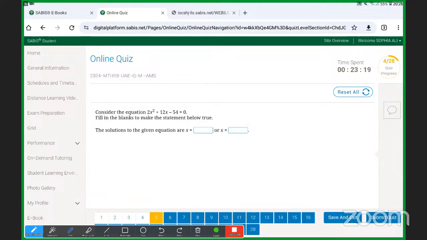Let's see. The first thing, this is a quadratic equation because it has x power 2. Great, so this is a quadratic, so it needs factorization. Before doing any factorization, you should do the following. First thing, you have to check the numbers. We have 2, 12, and 54, right? Great, so 2 and 12 and 54, do they have a greatest common factor?